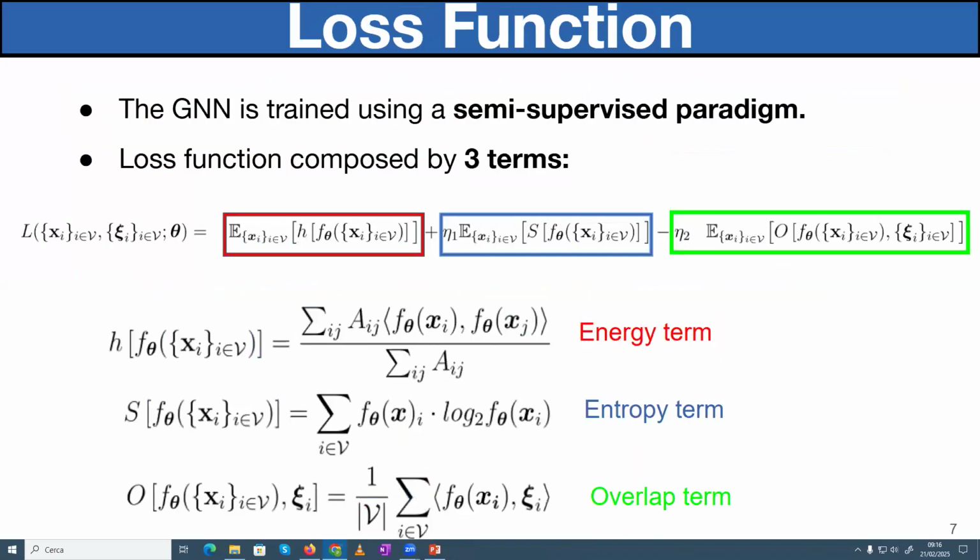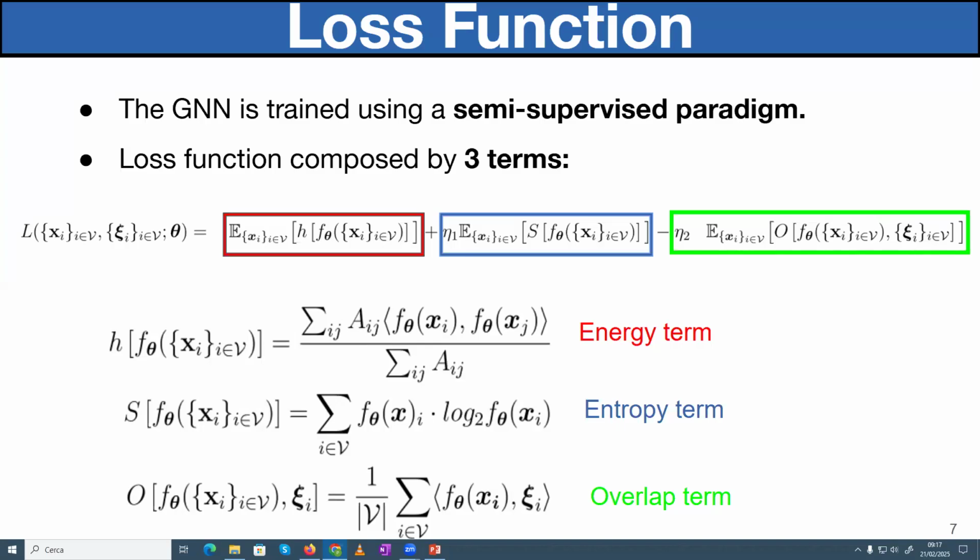So the loss function used for the training is a semi-supervised loss function composed of 3 different terms. We have the first term that is the energy term. Of course, it counts the number of conflicting edges, and we would like to minimize it. Then we have the second term that is an entropy term. This term is crucial during the first stages of the learning procedure. It allows us to escape from the parameter space that gives us as output a paramagnetic solution.